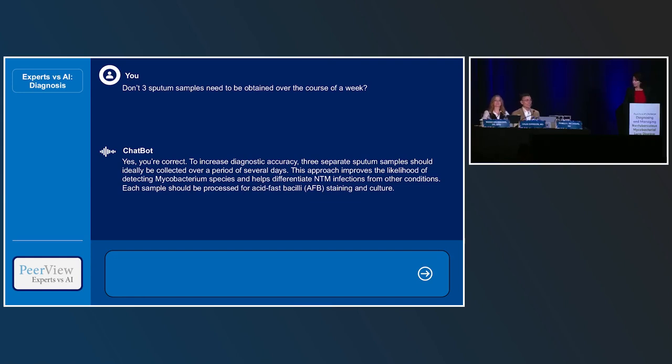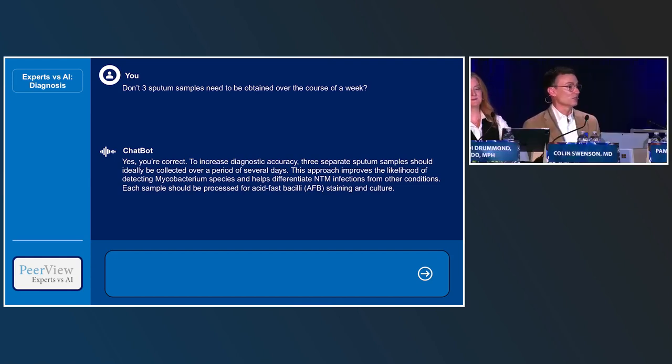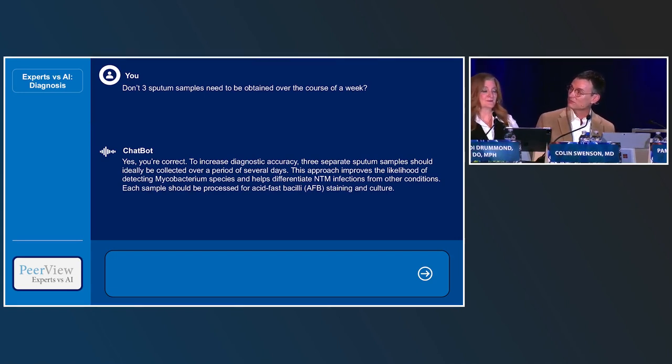I would just highlight the word ideally. I think that for some patients it's going to be difficult to get 3 sputum samples, particularly in our more mild nodular bronchiectatic patients. And oftentimes if I get 2, I'm quite happy. But in general, I don't know, what do you think? 3, 4, 12?